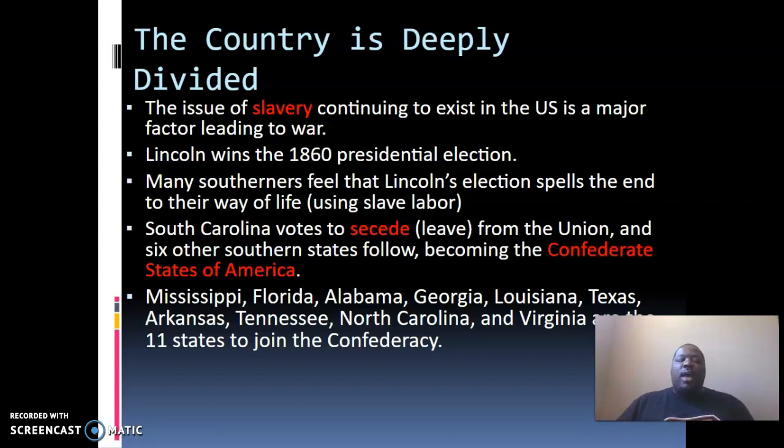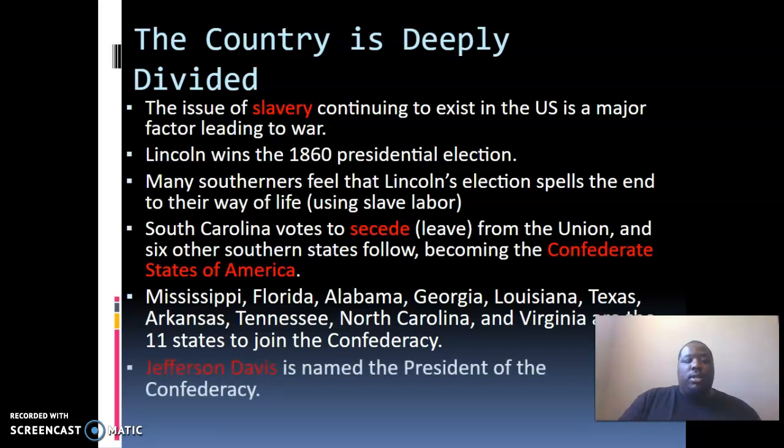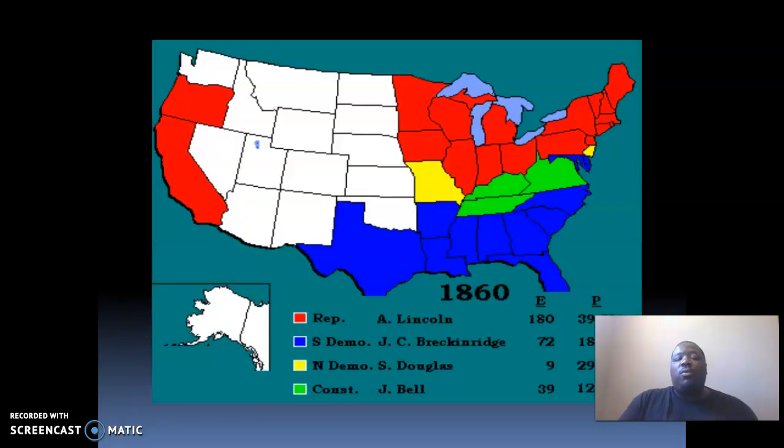As that began to happen, more and more states ended up doing that. And before you knew it, there were 11 states that had joined the Confederacy. So all 11 of those states had seceded or left the Union and were now part of what became known as the Confederate States of America. Jefferson Davis was named the president of the Confederacy, and he would continue to lead them throughout the Civil War.